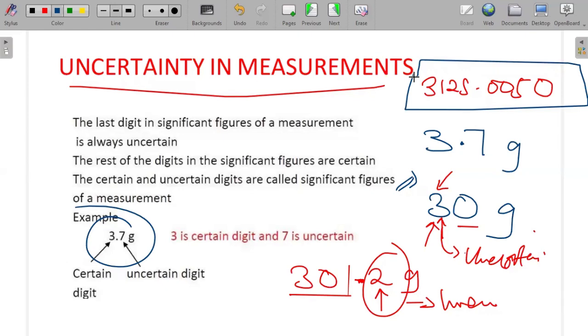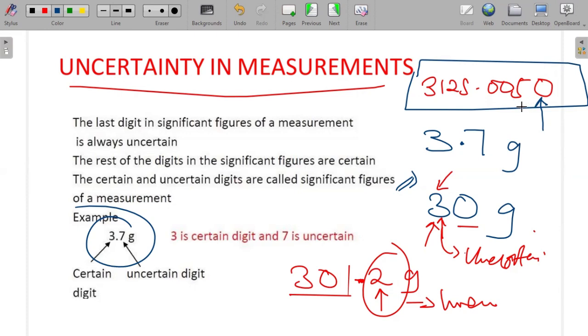Anyone who can try: which one is the uncertain digit there? If you're following my explanation... The last zero. Exactly. Okay, so the uncertain digit here will be this one, the last one, because that's the last significant figure that I can see in this number.